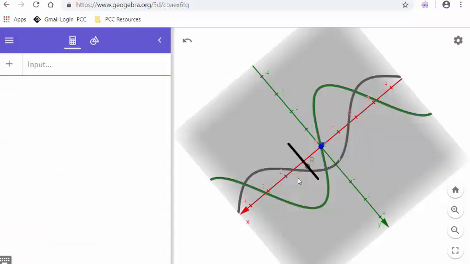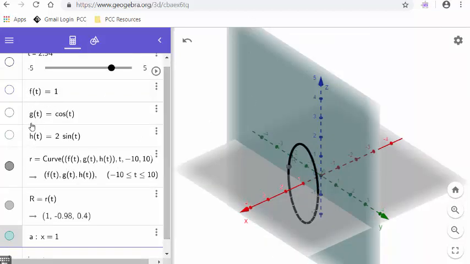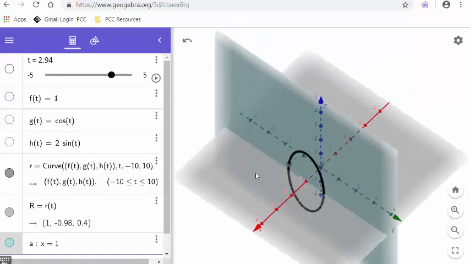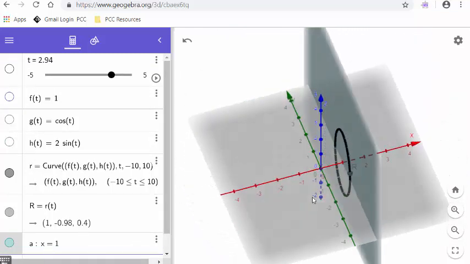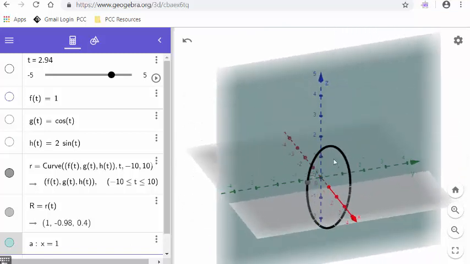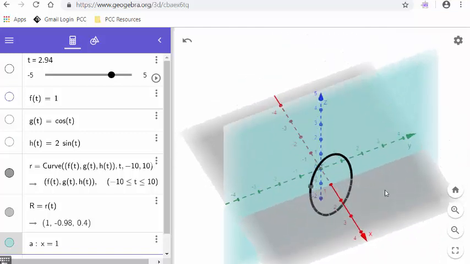Oops. Why did it not like that? I see. My curve was defined via these f, g, and h functions, so it needed those to stay the same. But here, if I type in the plane x equals 1, you see that our vector valued function, this space curve, is staying in this plane right here.